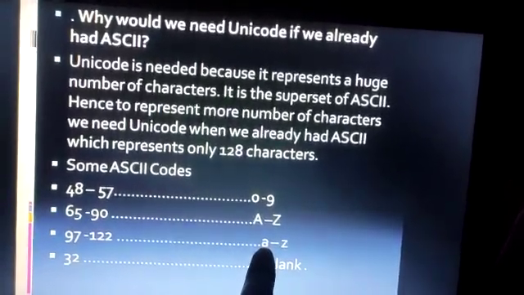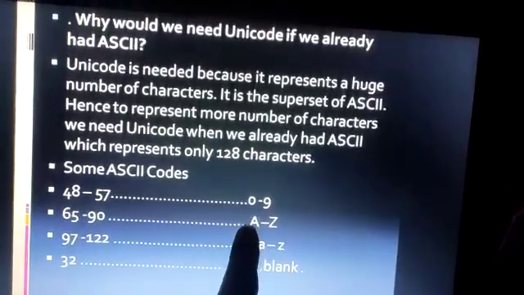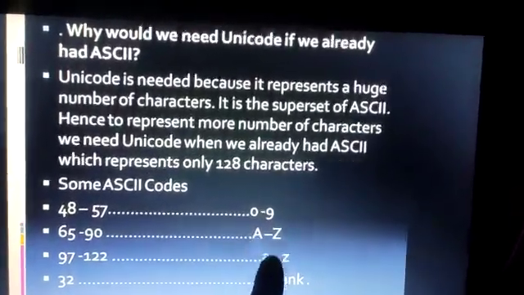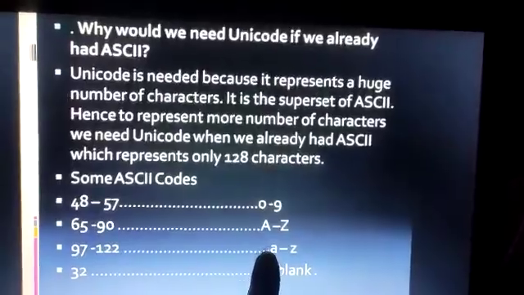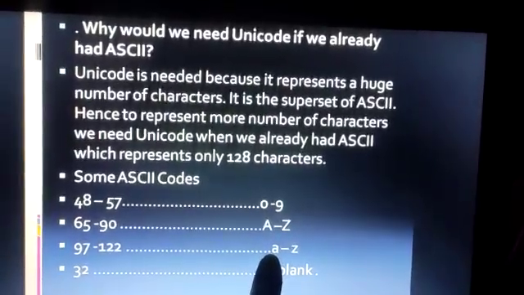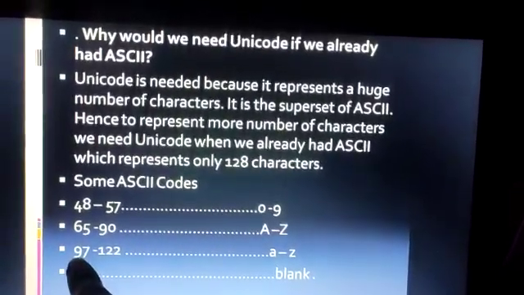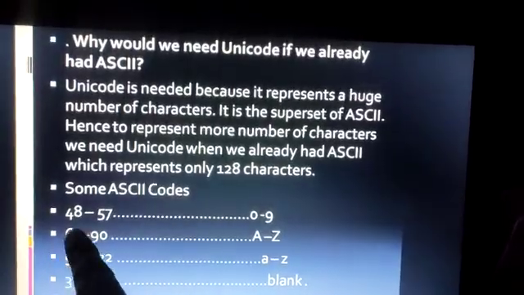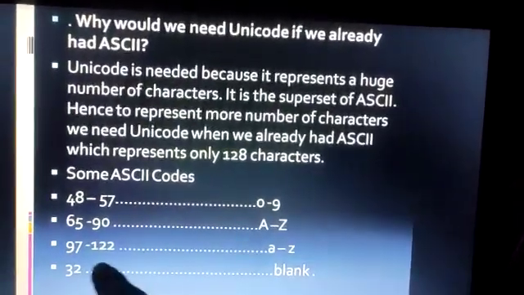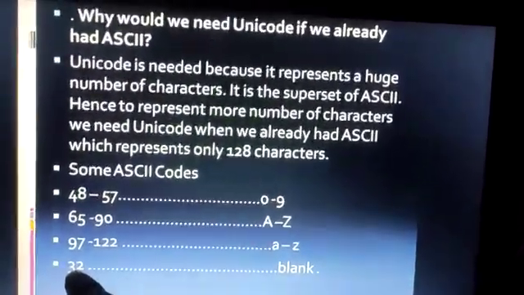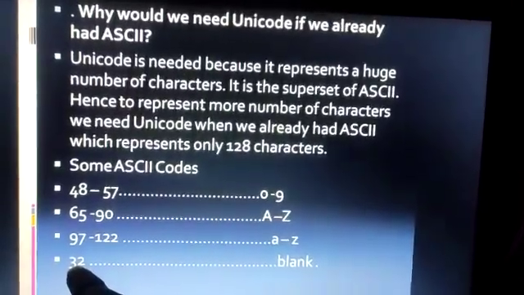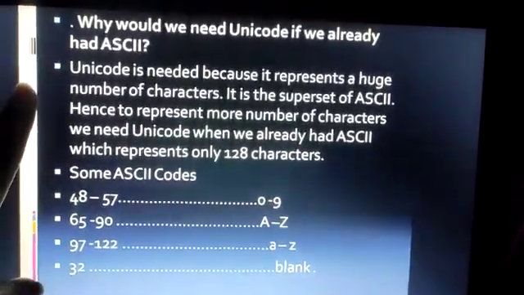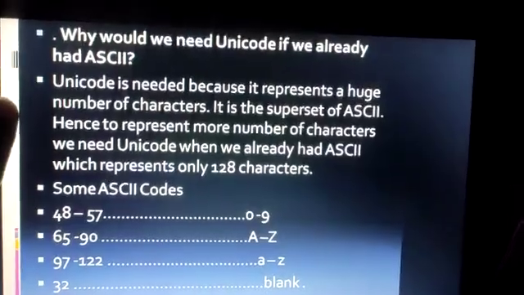Java is a case sensitive language, so capital A is different from small a. For small a we have the fixed ASCII, that is 97. Then for b it is 98, 99, and so on. For a blank space, we have ASCII 32. Next part of the chapter we'll discuss in the next video.